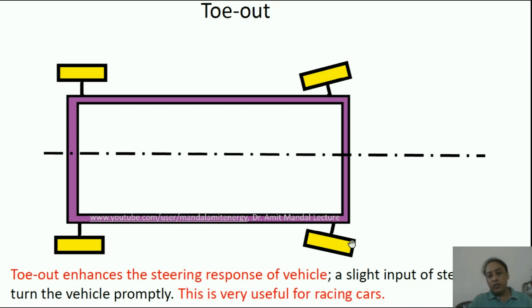So toe out is particularly used when we want to run a high speed vehicle, a high speed car, and we want frequent turns. So we want highly sensitive steering wheels. In that case, the toe out arrangement is used.